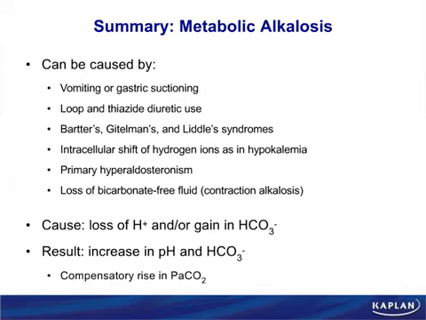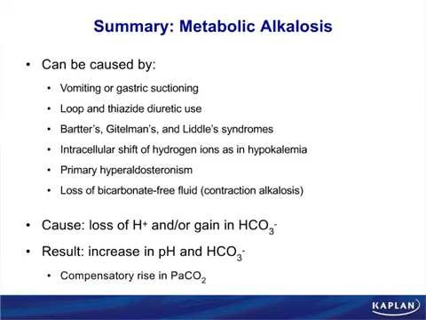We can get transcellular shifts, so hypokalemia will tend to cause a metabolic alkalosis. Remember, hypokalemia and alkalosis tend to go together. Hyperkalemia and acidosis tend to go together. That's not 100%, but that's the tendency. Too much aldo, hyperaldosteronism, which is similar to Bartter's, Gitelman's, and Liddle's. Aldo causes potassium loss, and so hyperaldosteronism could cause a potassium loss.